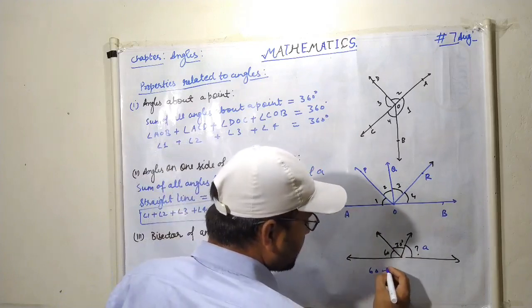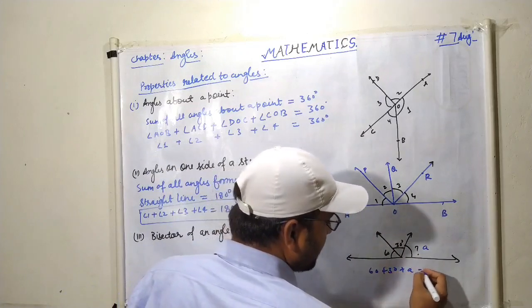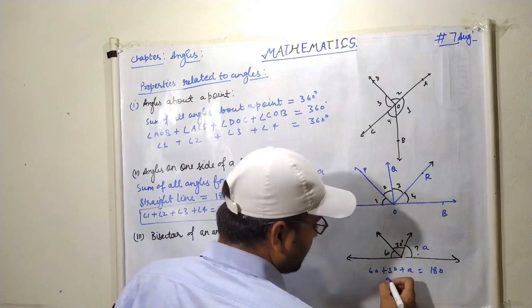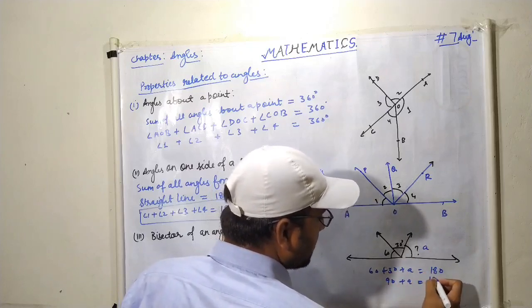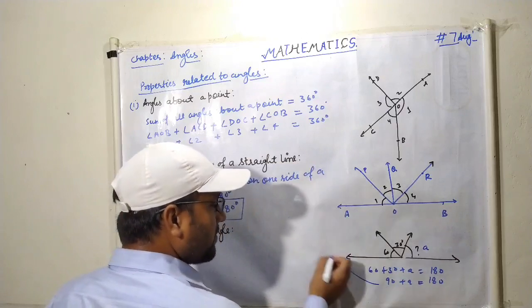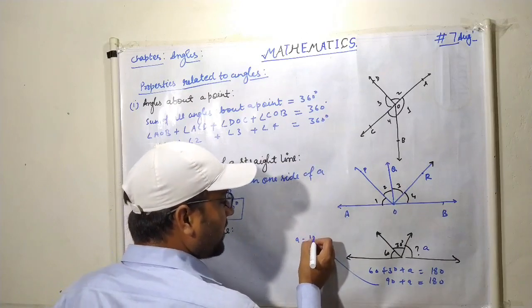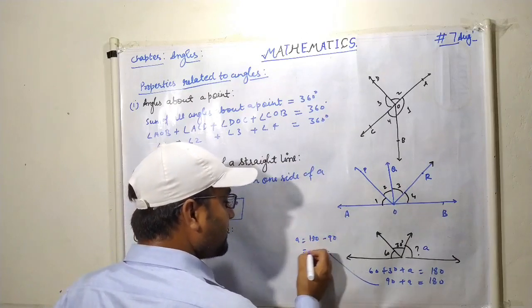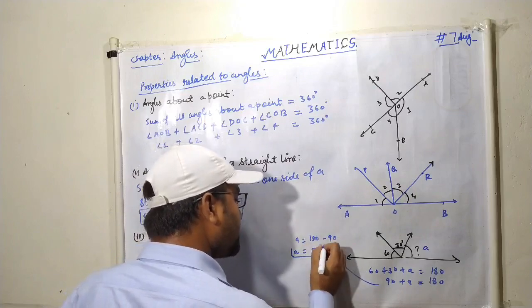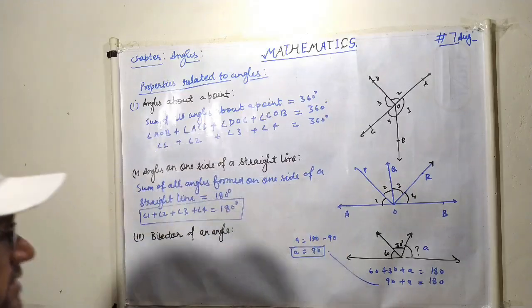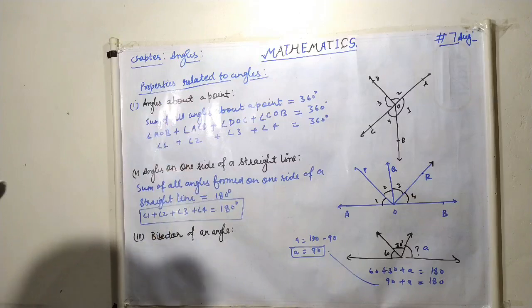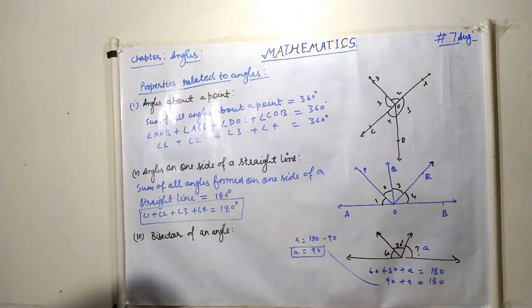So 60 plus 30 plus angle A is equal to 180. 60 plus 30 is 90, plus A is equal to 180. So angle A is equal to 180 minus 90. So you will get that the unknown quantity is equal to 90 degrees. So it is a very helpful property for solving your exercise.